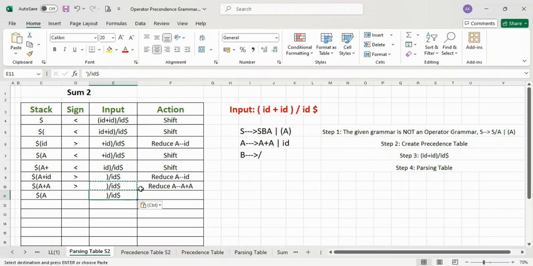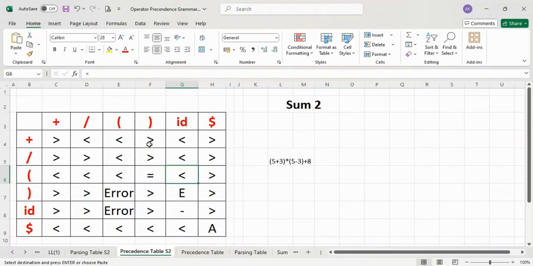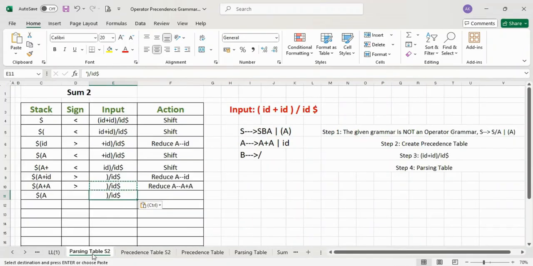I hope this step is understood. Plus is compared to a closing bracket. You can just check the table. Plus is compared to a closing bracket. It is a greater than sign. Because it is a greater than sign, I have applied reduce. And when I say reduce, A plus A is replaced by A.